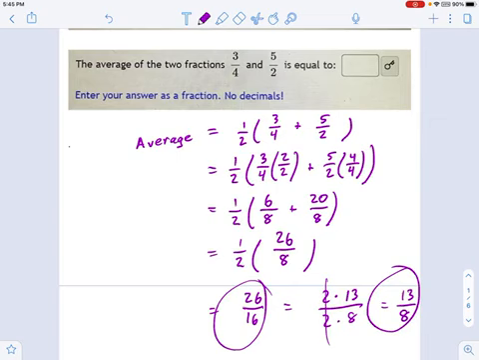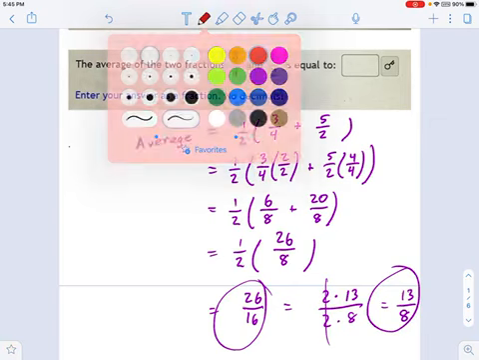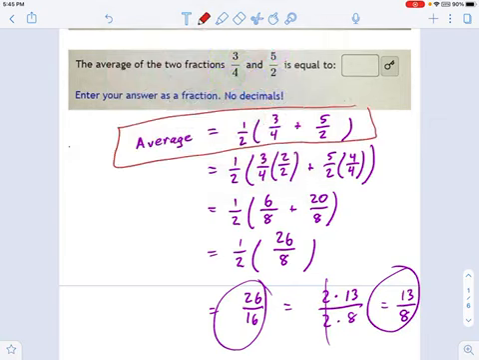But that's the important part about averaging. It's this formula right here that I want you to remember. Average is just 1/2 of the sum of two things.